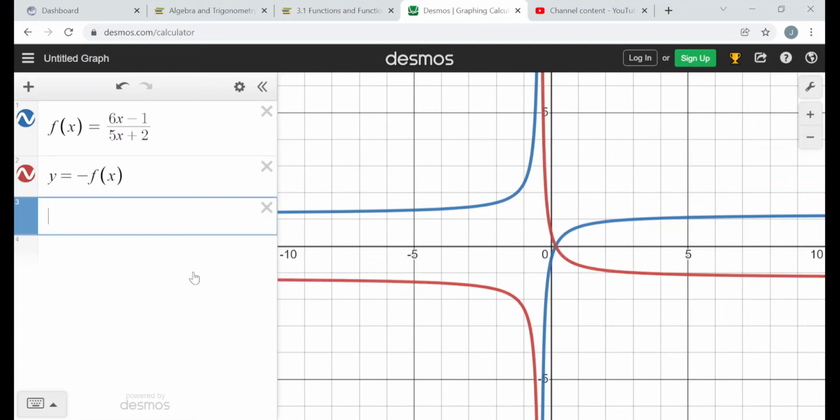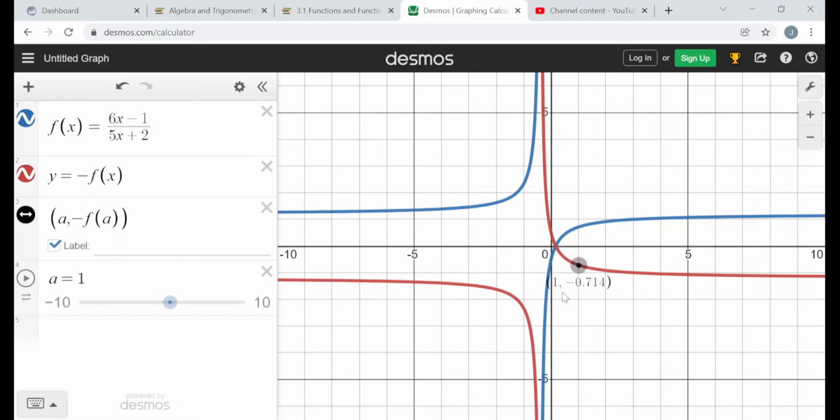All right, and now look, the input for the function was still a. It was f of a, but then the output was the opposite of f of a. And then I add a slider and we'll plot this point. And you see how it's on the red graph and not the blue graph? It's on the graph of the opposite of f. And moving this around just moves the point around the red graph. Okay. Great.